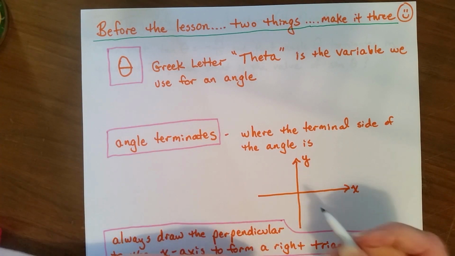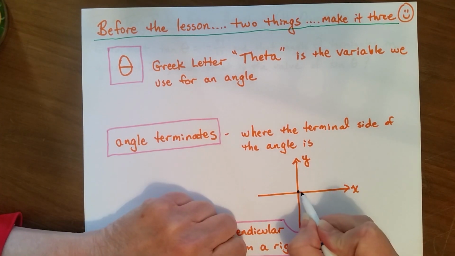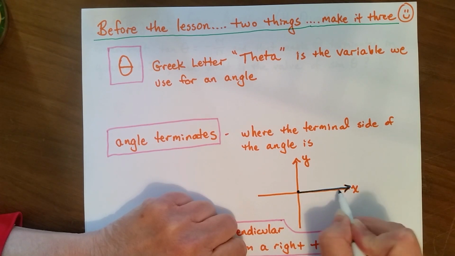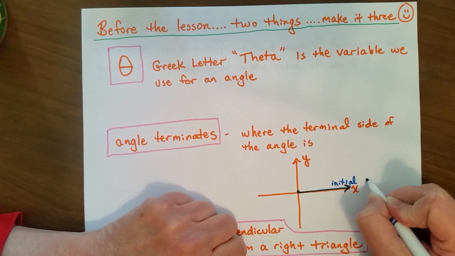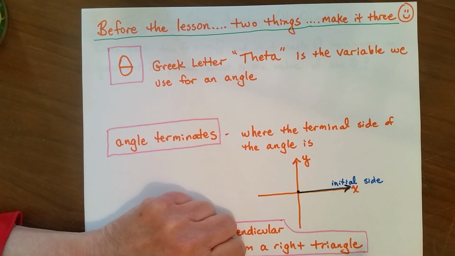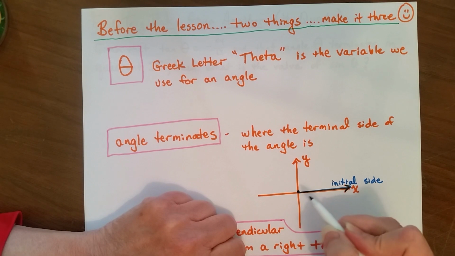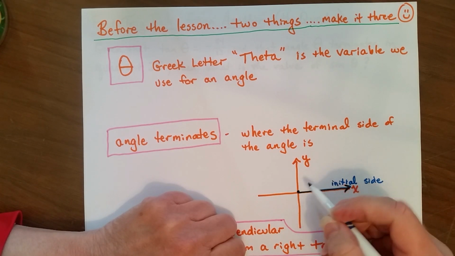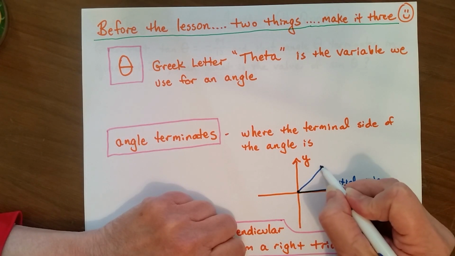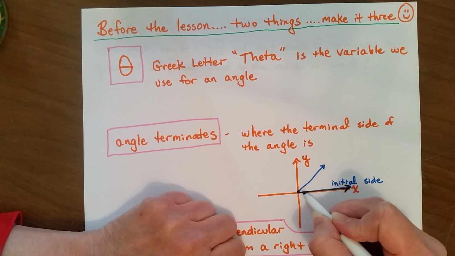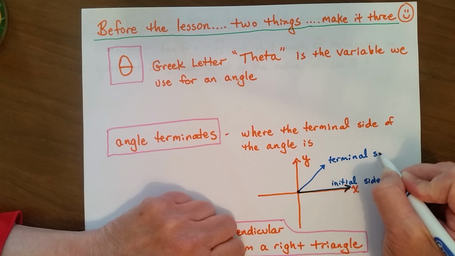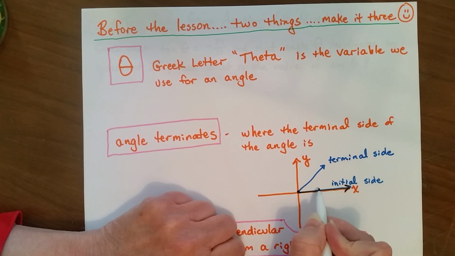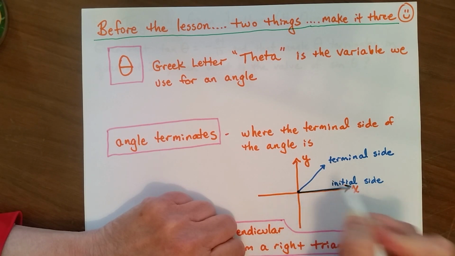So the initial side, okay, the vertex is here. The initial side is always along the positive x-axis. So this is the initial side. Then where the angle terminates, if it terminates in the first quadrant, that means the terminal side is in the first quadrant. This is the terminal side. And we measure an angle like this. So here's your terminal side.